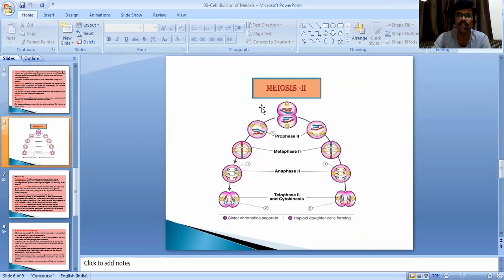This is the meiosis second phase. First one is prophase second, second is metaphase second, third one is anaphase second, and fourth one is telophase second and cytokinesis. Here the dyad cells form the daughter cells and the sister chromatids are separated.